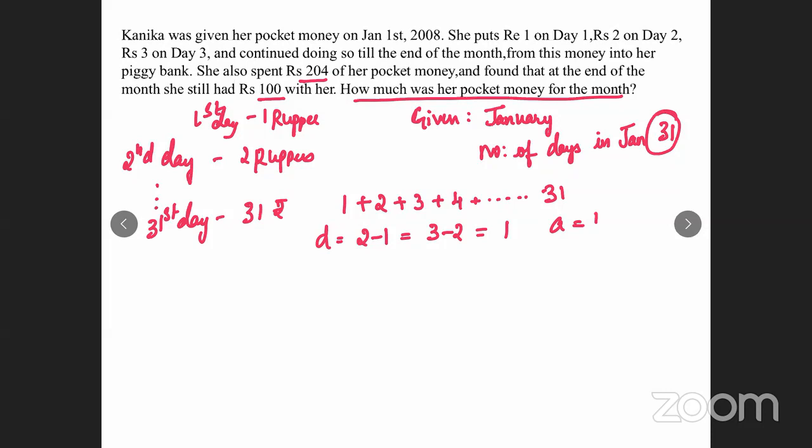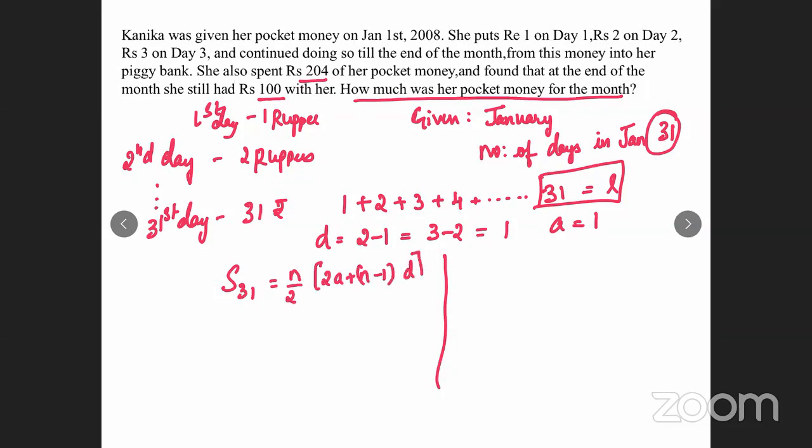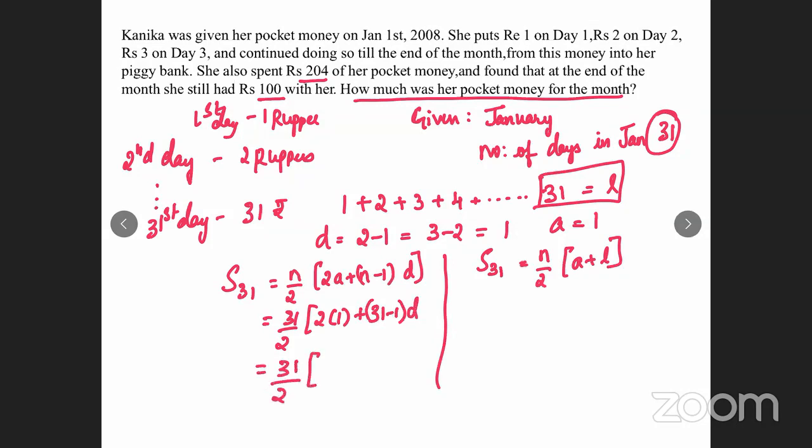We have the last term, L, which is 31. So S31 can be written in two ways. The first method is n upon 2 into (2a plus (n minus 1) into d). So that is 31 upon 2 into (2 times 1 plus 31 minus 1 times d), which is 31 upon 2 into (2 plus 30 into 1, because d is 1). That is 31 upon 2 into 32, that is 16, so 31 times 16 is 496 rupees. So 496 is the sum of all the values.